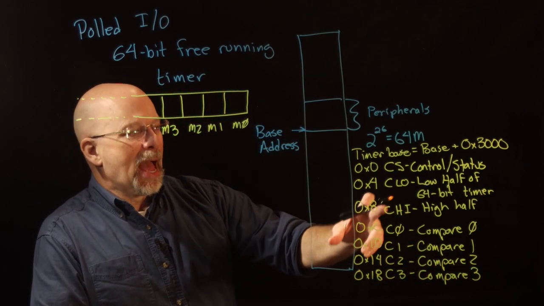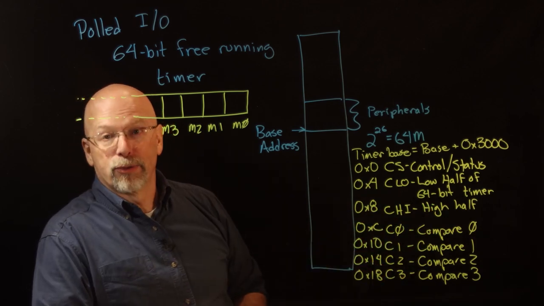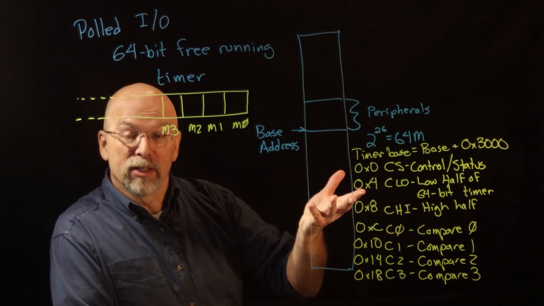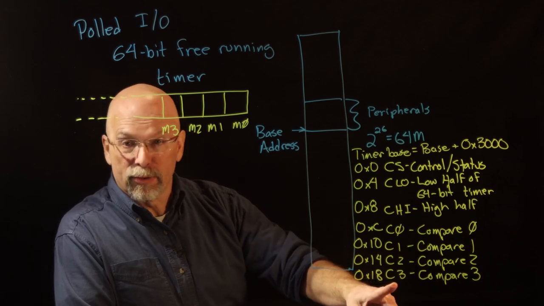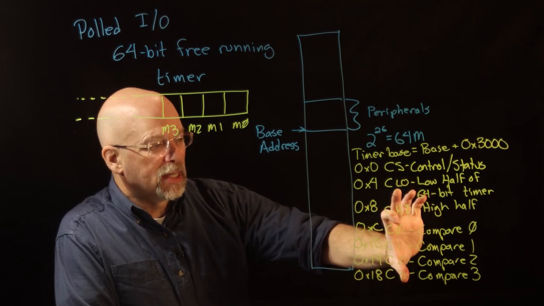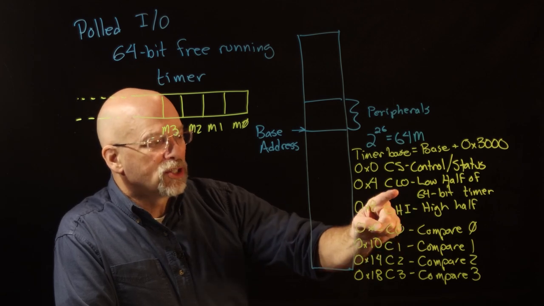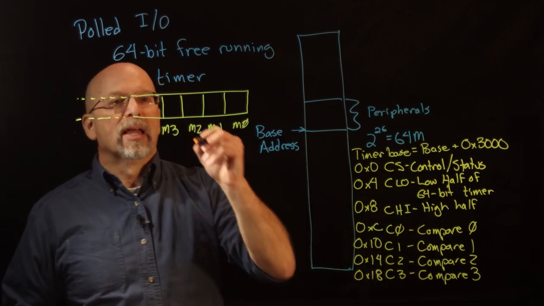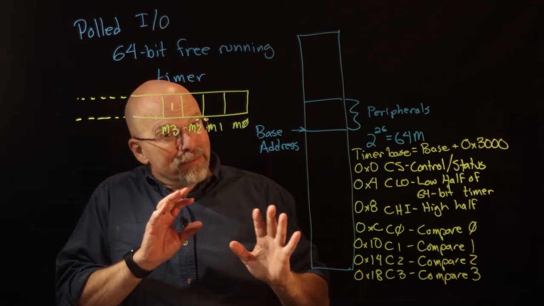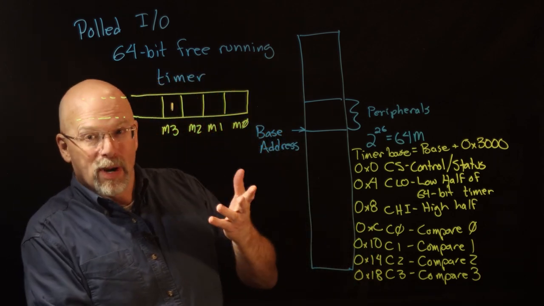Now, let's say that we're going to use compare register 3. What I do is I read CLO, I add my 1 million to it, and then I store it in C3. And the hardware of the timer, the peripheral, will simply compare CLO with C3 as CLO keeps incrementing. As soon as CLO is equal to C3, it puts a 1 in M3. Now, this is only slightly better than what I was talking about before.